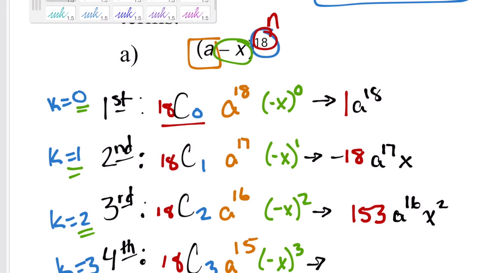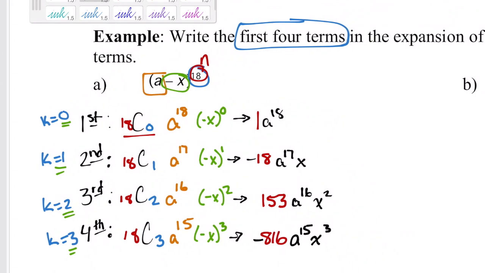And then our last one, we do 18 combo 3, we would end up with 816. A to the 15th power, and then negative x cubed would leave us still with a negative, and then our x cubed. So these are our first 4 terms.